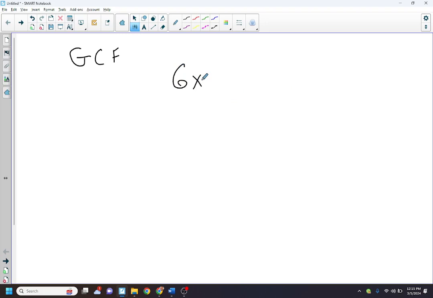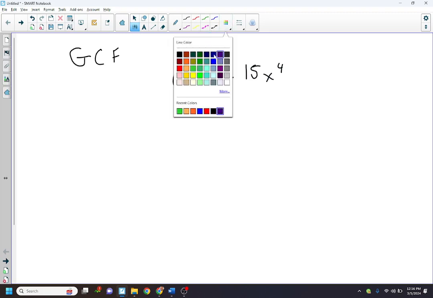6x squared plus 15x to the fourth here. Okay? So in this case, you want to take out the GCF, which is take out what's in common.